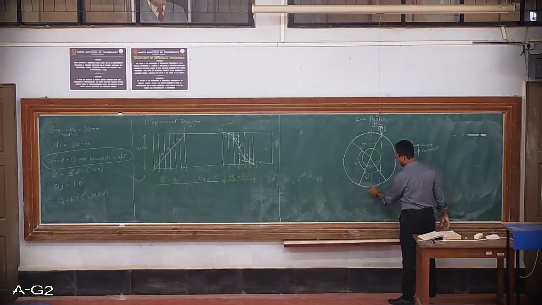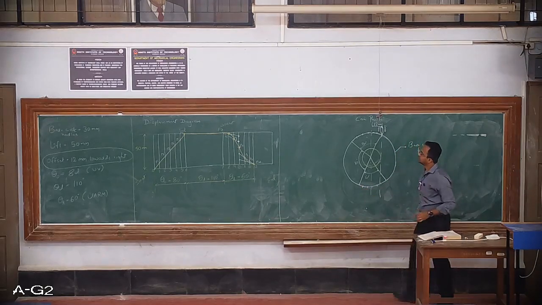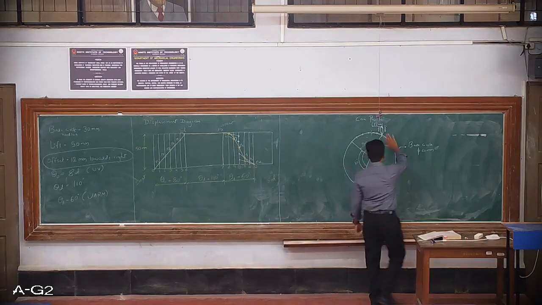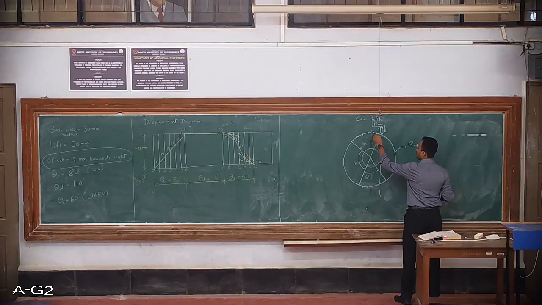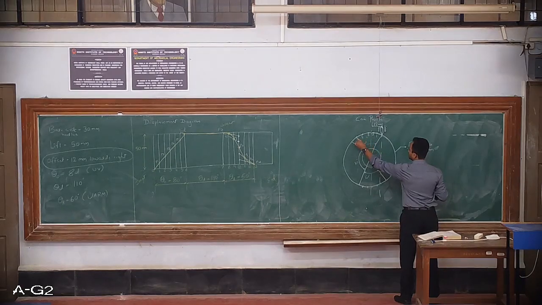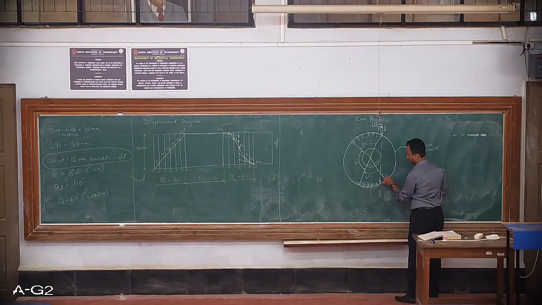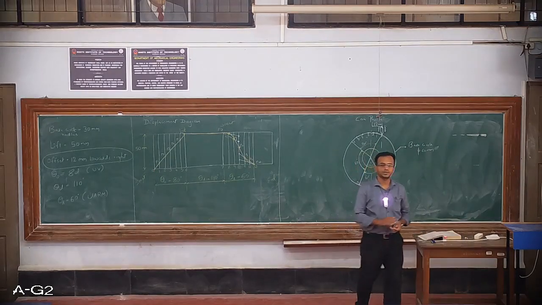Similarly, return stroke I will divide into 6 parts. And whatever numbering we have done here, I am going to give the same numbering starting with 0. So this will be 1, 2, 3, 4, 5 and 6. This is 7, 8, 9, 10, 11, 12 and then 13. I hope it is clear.